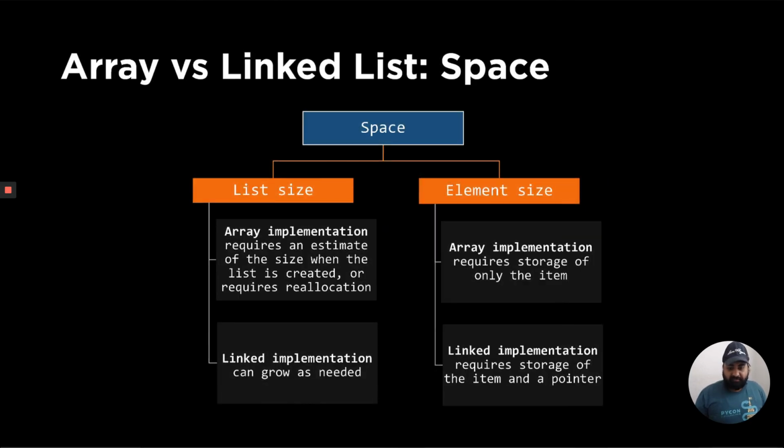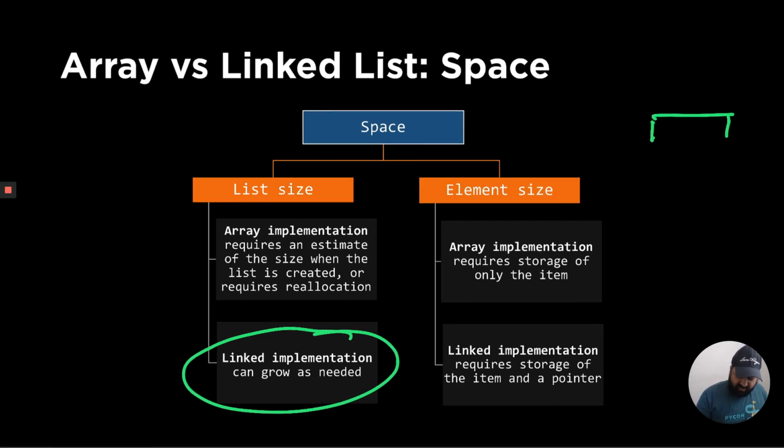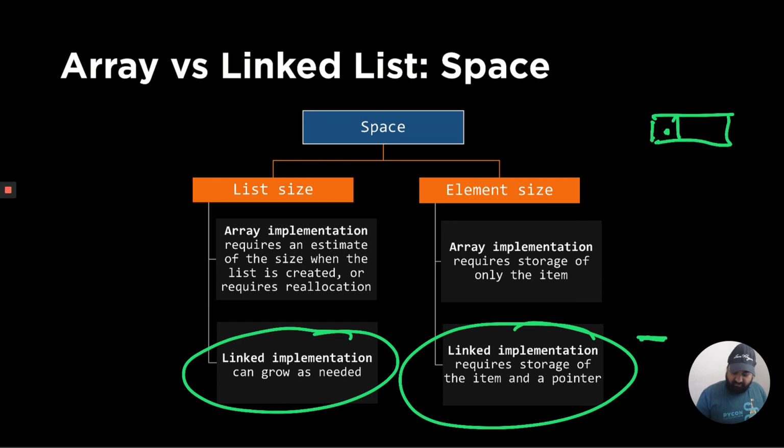So let's talk about the performance of arrays versus linked lists in general in terms of space. When we talk about the list size, we saw that array implementations require a fixed amount of size, while linked lists can grow as needed, which is pretty flexible in size. When we are talking about a single element in the array, it requires storage of just one item, while a linked list will require storage of one item plus the pointers, which is a bit of a downside. While this is the plus side of the linked list, which is it can grow as needed.